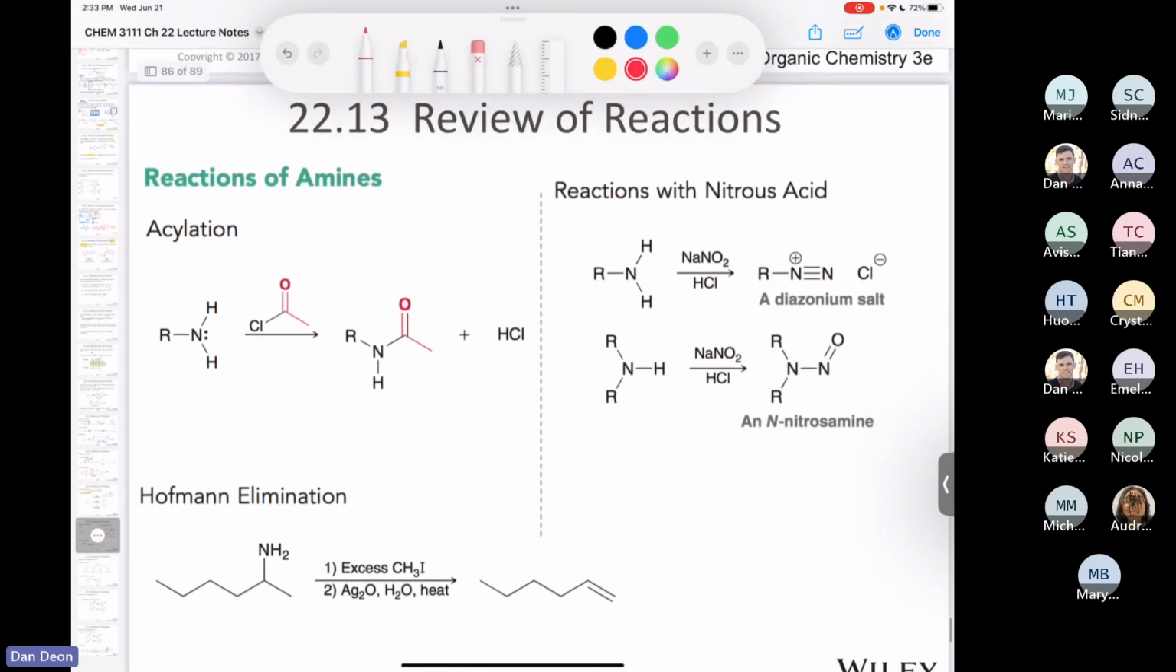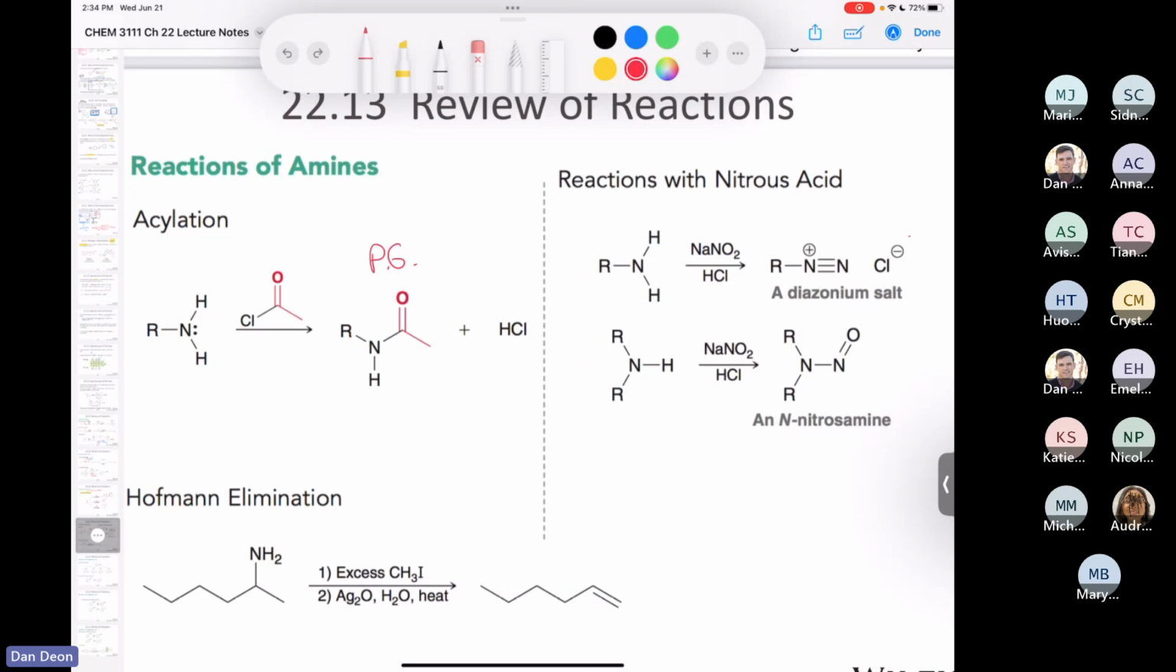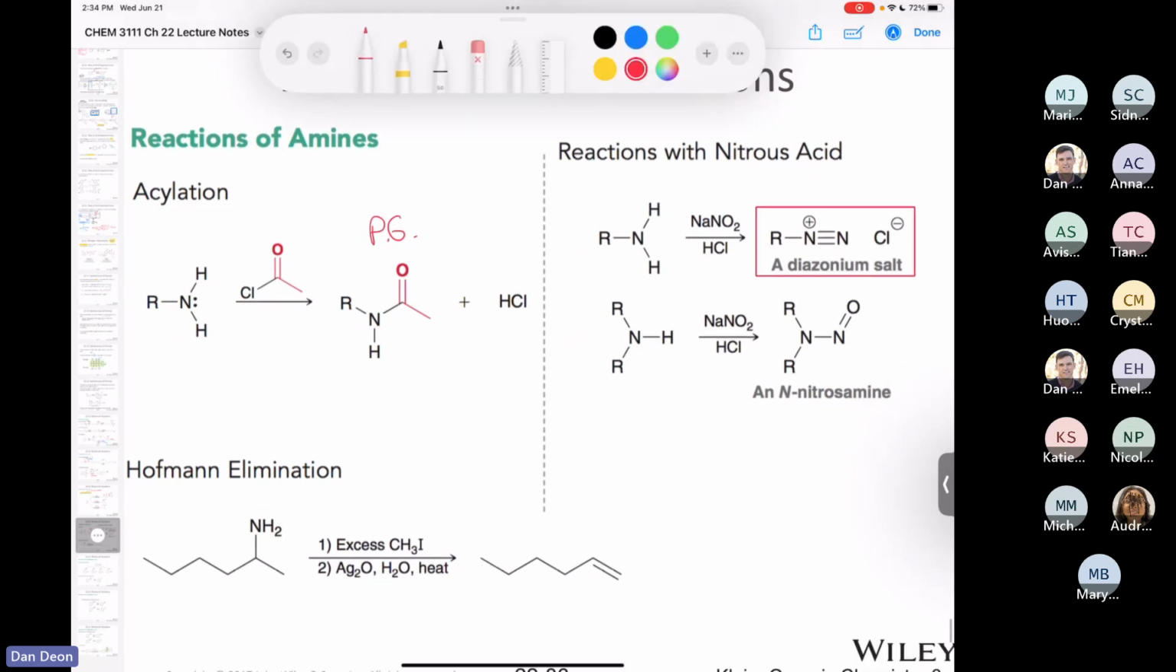Then we talked about acylation as a protecting group. So this is a protecting group. And we went over all the reasons why we would use that. Then we did reactions with nitrous acid, and we said that we could use the diazonium salt to do Sandmeyer chemistry and some other reactions like the Schiemann reaction.